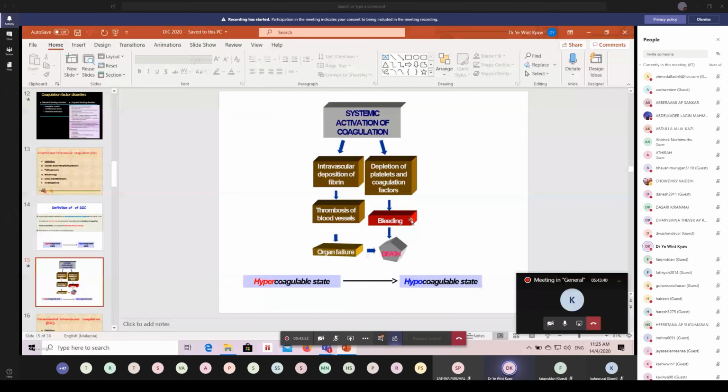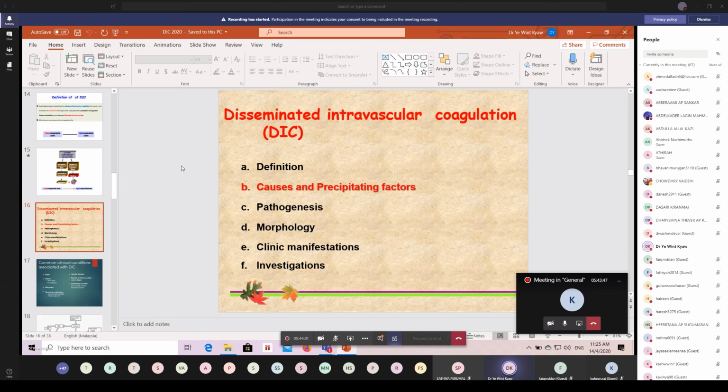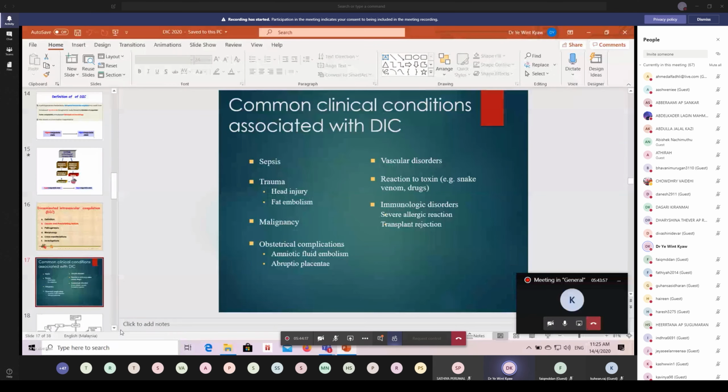Causes. What are the causes of DIC? Very common is here: OG, obstetric complication, not G. Obstetric complications include amniotic fluid embolism and abruptio placenta. These are very common in clinical practice. Amniotic fluid embolism is quite rare, but can be fatal. Abruptio placenta we can sometimes see, but the most common cause of DIC is sepsis.